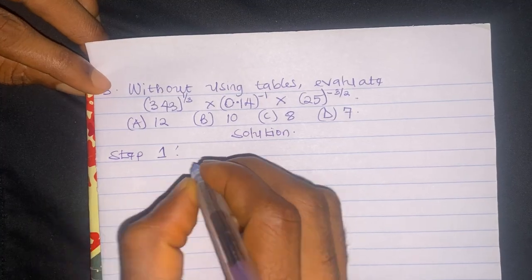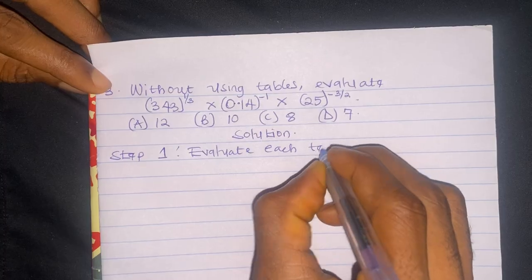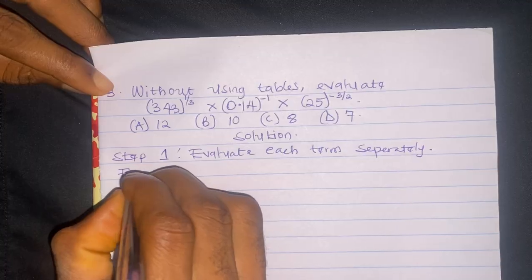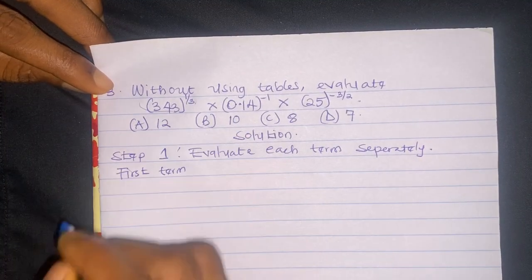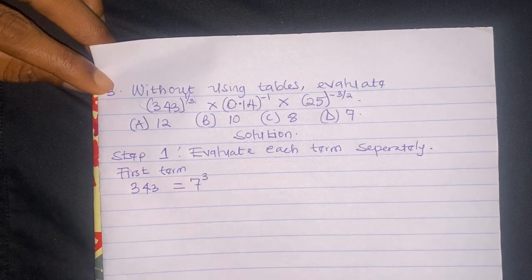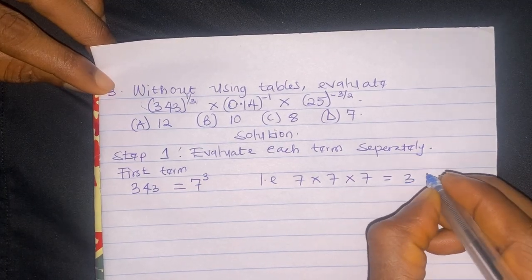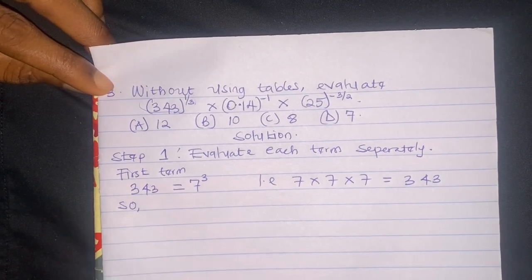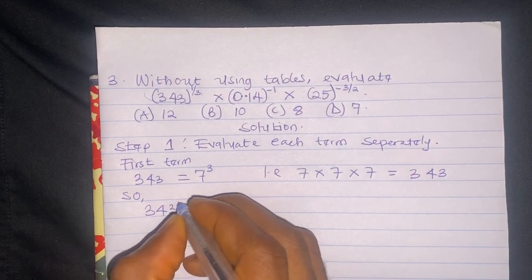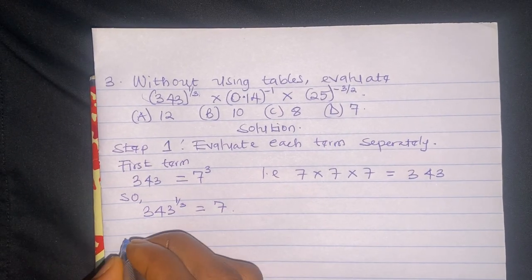The first thing we need to do here is to evaluate each term separately. So we solve each of them separately. For the first term, we have that 343 is equal to 7 raised to the power 3. That is 7 times 7 times 7. 7 times 7 will give us 49. 49 times 7 will give us 343. So we have 343 raised to the power 1/3 is equal to 7. This is the same as the cube root of 343.